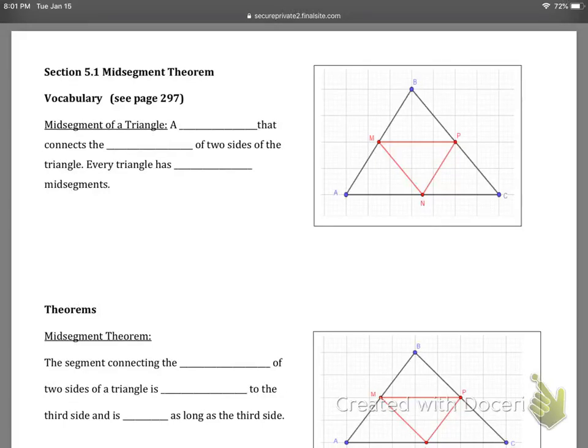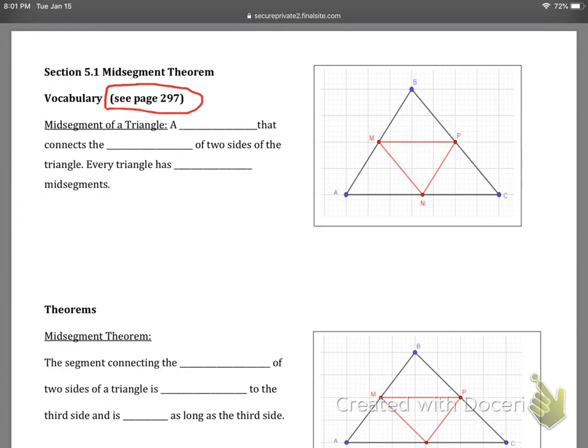Okay, in this video we're going to go over the 5.1 notes. So here's your first page, and it says we're going to do some vocab also. Now notice I am giving you the page numbers so that you can go and look in the textbook as well. Remember, you have the hardback book in class, and then you have access on the internet at home if you'd like to have it.